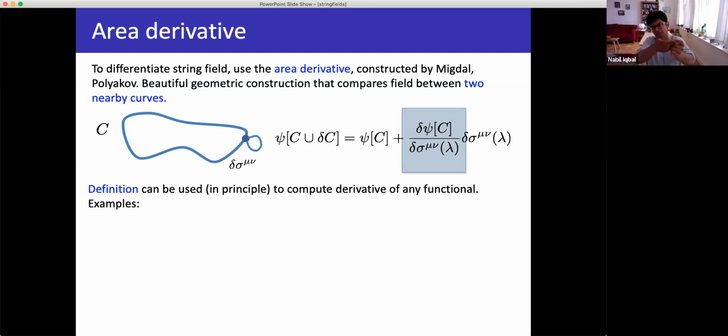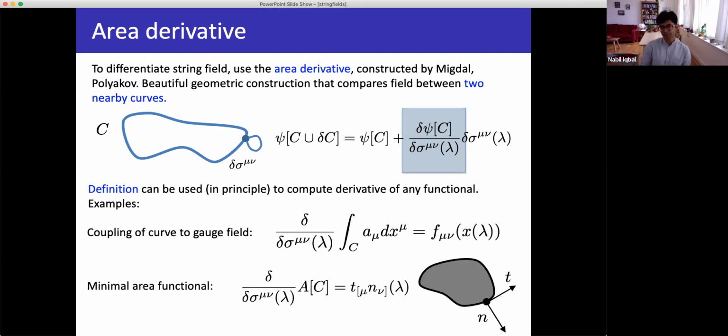The normal derivative, you shift your field a little bit, the field changes a little bit, you call the coefficient of that shift the normal derivative. This is the sort of loop space analog of a normal derivative. Now, this sounds formal. There's a definition given in these papers. You can use this definition in principle to actually compute the derivative of any functional. Let me give you some examples.